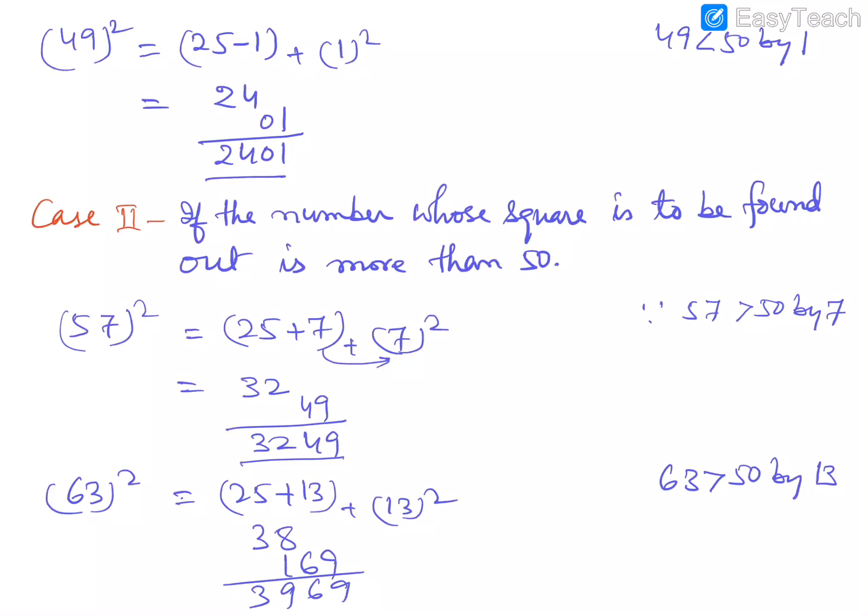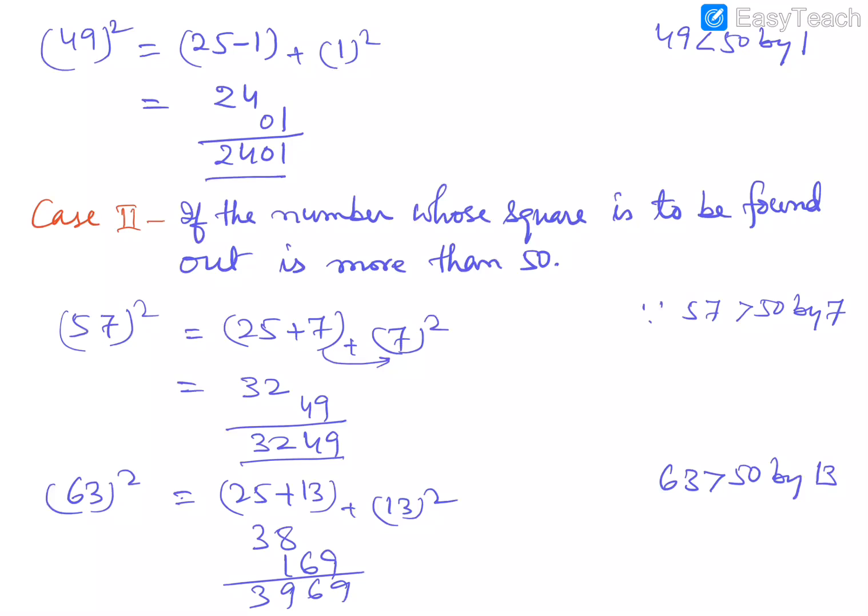Case 2: if the number whose square is to be found out is more than 50. For example, if we want to find the square of 57, since 57 is greater than 50 by 7, we will add 7 to 25 and write the square of 7 here. This is 32 and the square of 7 is 49, and their sum is 3249. So the square of 57 is this.